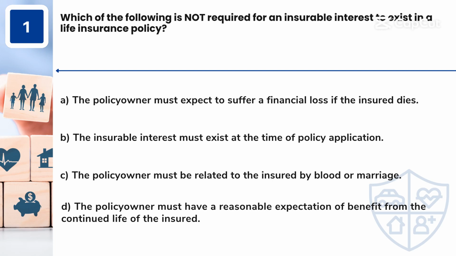Question 1. Which of the following is not required for an insurable interest to exist in a life insurance policy? A. The policy owner must expect to suffer a financial loss if the insured dies. B. The insurable interest must exist at the time of policy application. C. The policy owner must be related to the insured by blood or marriage. D. The policy owner must have a reasonable expectation of benefit from the continued life of the insured.